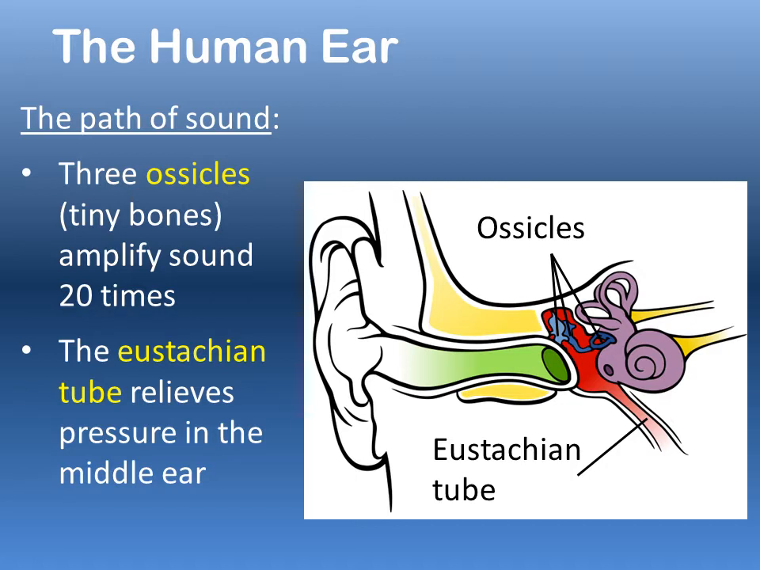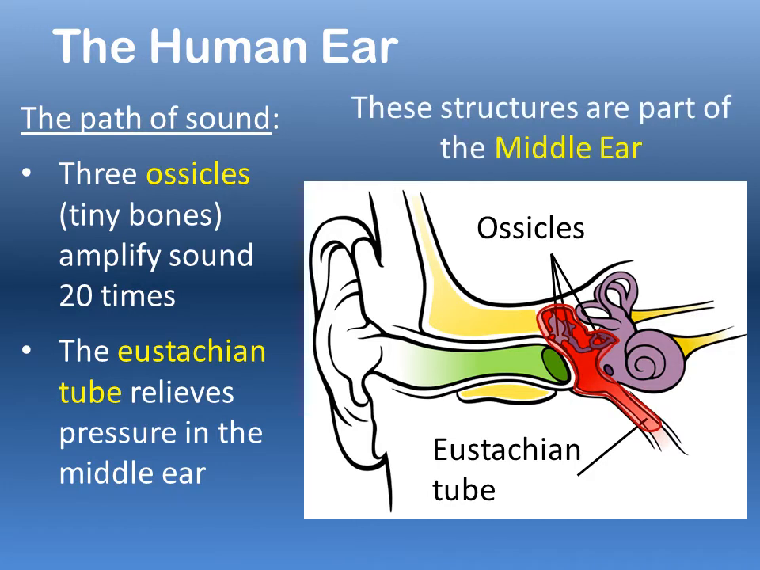The eustachian tube is another feature in this middle ear. That is a tube that connects to the back of the throat and the nasal cavity in order to relieve any built-up pressure caused by the separation between the middle ear's chamber and the atmosphere caused by the tympanic membrane. So frequently when the eustachian tube relieves this pressure, we experience that as a popping of the ears when we go up or down in elevation. Again, these structures are part of the middle ear.